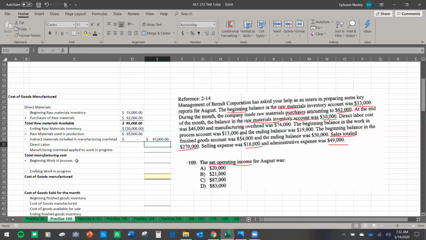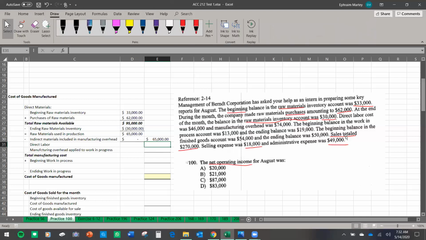Now that we have our raw materials, we need our direct labor and the manufacturing overhead. So what is our direct labor that we need to look for? Let's look for direct labor. It says right here, the keyword direct labor cost was 46,000. So we put 46,000 here.